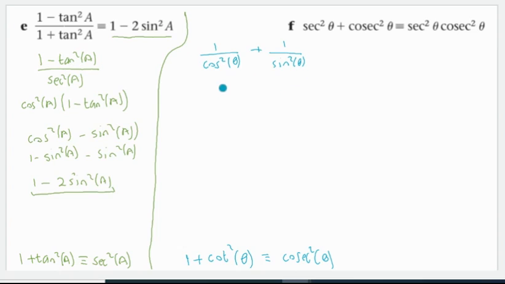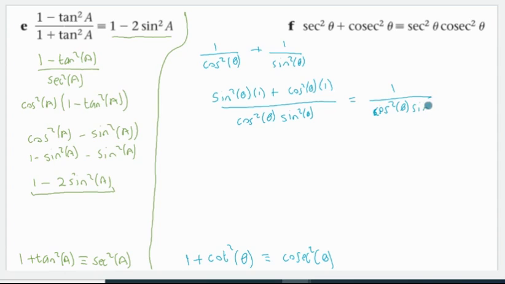Adding the algebraic fractions by making common denominators, I get sine squared theta times 1 plus cos squared theta times 1, all divided by cos squared theta sine squared theta, because the denominators get multiplied by each other. And then I've got sine squared theta plus cos squared theta, which is just equal to 1. So that's 1 over cos squared theta sine squared theta. Happy times. Oh, look at that.